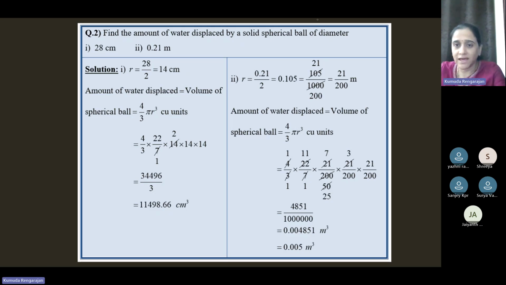But be careful. It's a diameter. If you do everything, all the calculation, perfectly, but you have taken the radius as 0.21, your answer is wrong. Nobody will show sympathy and say, so sad, he's done so much calculation correctly, okay, let us award him the marks. No, you will not get marks. Be careful. Read whether it is the radius or the diameter.